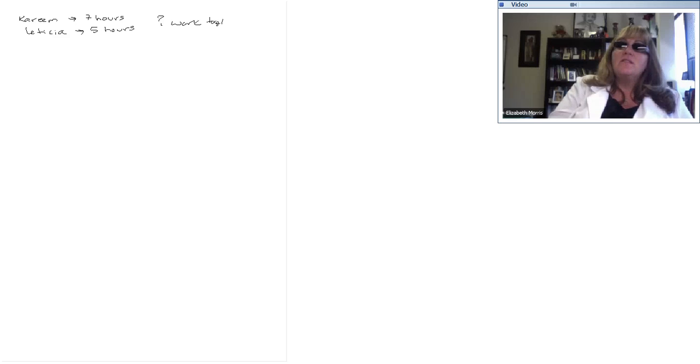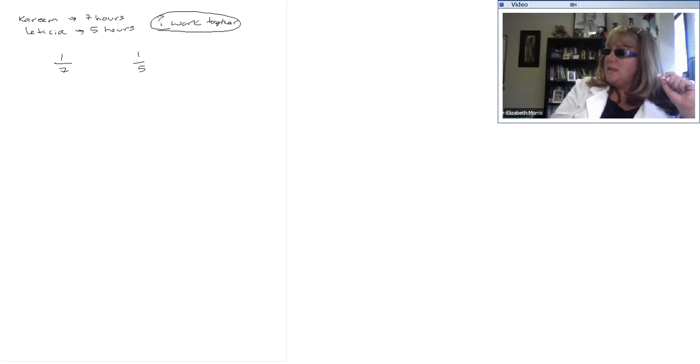Now, this is not where you can set up a proportion, okay, because you just have hours. You don't have two different pieces of information. You have Kareem does it in 7, Letitia does it in 5, okay? So think about, this is how you do it. Kareem can do one job in 7 hours. Letitia can do one job in 5 hours. They want to know how long will it take if they work together, okay?